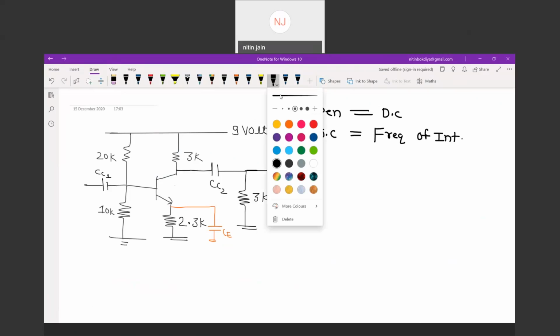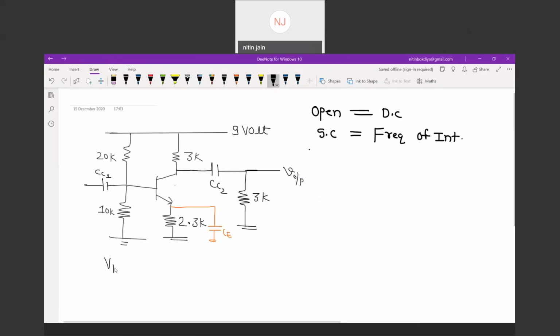Base to emitter potential drop is 0.7. And you are asked: what is the voltage gain of this amplifier? इस एम्पलीफायर का वोल्टेज गेन कितना होगा? चलो बनाते हैं.